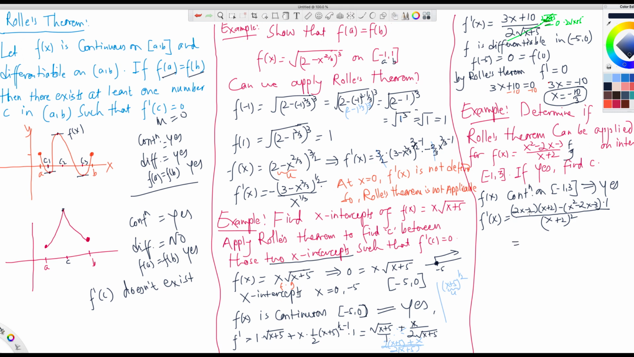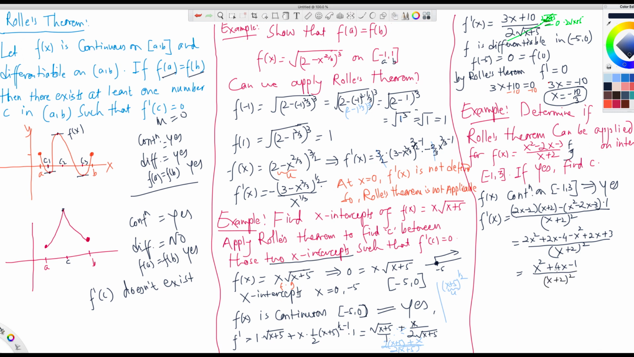So if I simplify, what do I get? I need to FOIL this one. 2x times x is 2x square, plus 4x, minus 2x will be plus 2x, minus 4, and there will be negative x square plus 2x plus 3, over x plus 2 square. Now if you simplify, 2x square minus x square is x square, and then plus 4x, minus 4 plus 3 is negative 1. This is what I get over x plus 2 square.